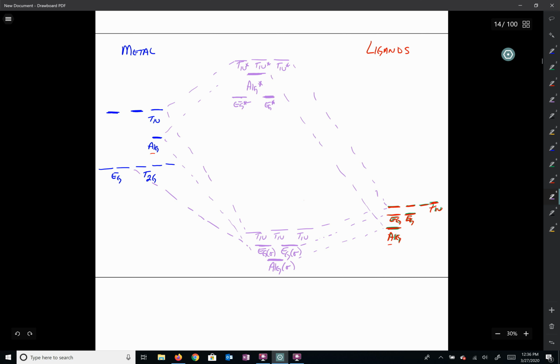Okay, so let's pause here for just a second. Oh, sorry. Let's do one more thing, okay? So now we've used our T1U, our EG, and our AG. The only thing that's left is our T2G. Well, nothing's interacting with it, so it's not going to change in energy.